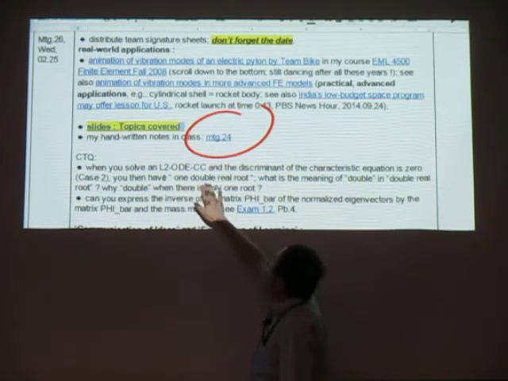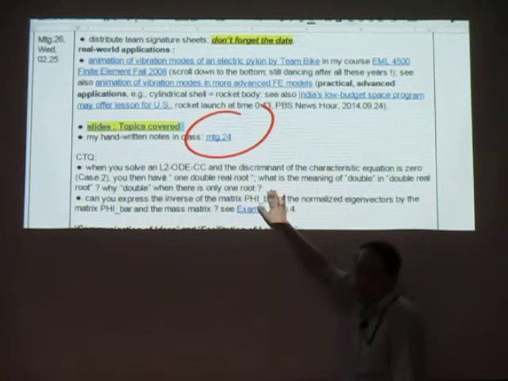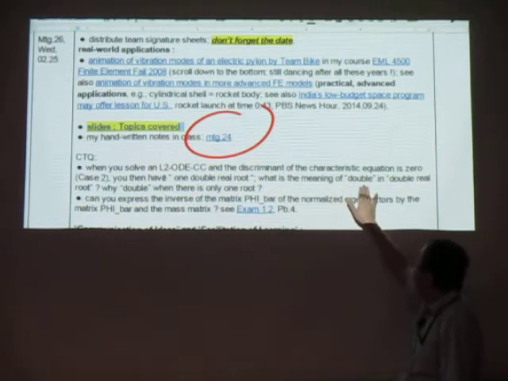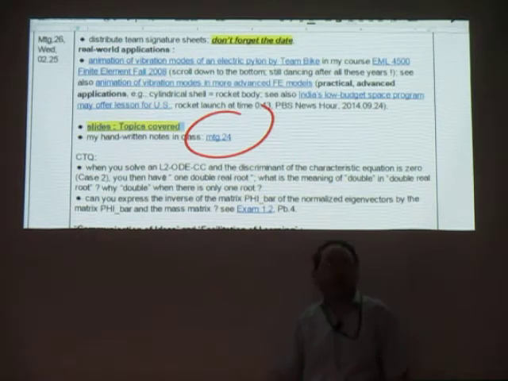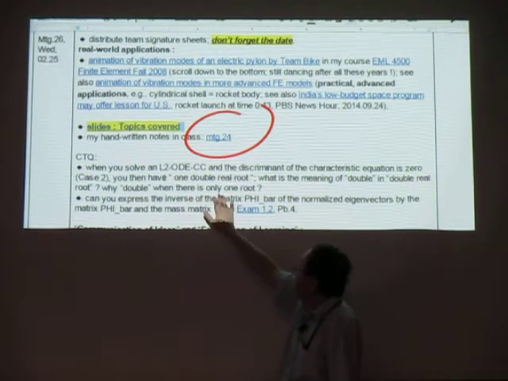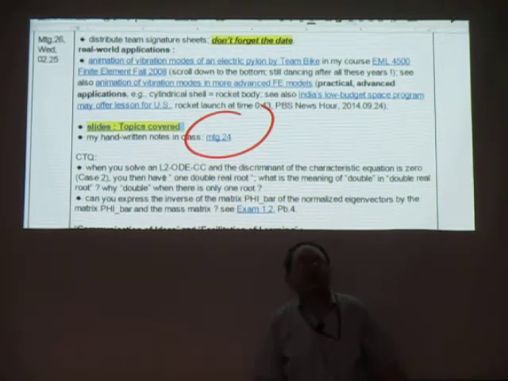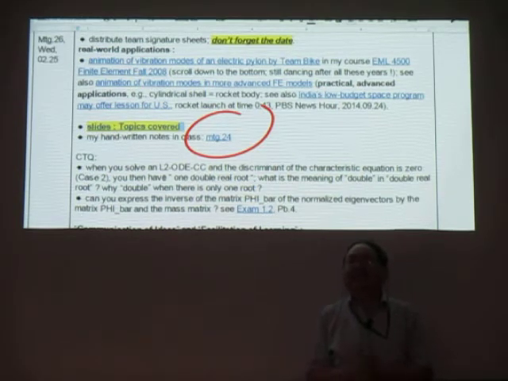Okay. One double real root. What is the meaning of the word double in double real root? Why double when there is only one root? Anyone? Critical thinking question here for active learning credits?